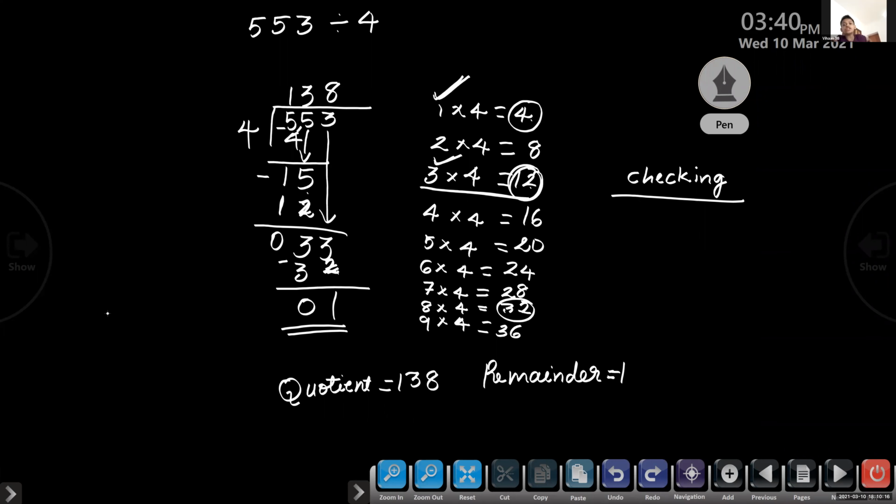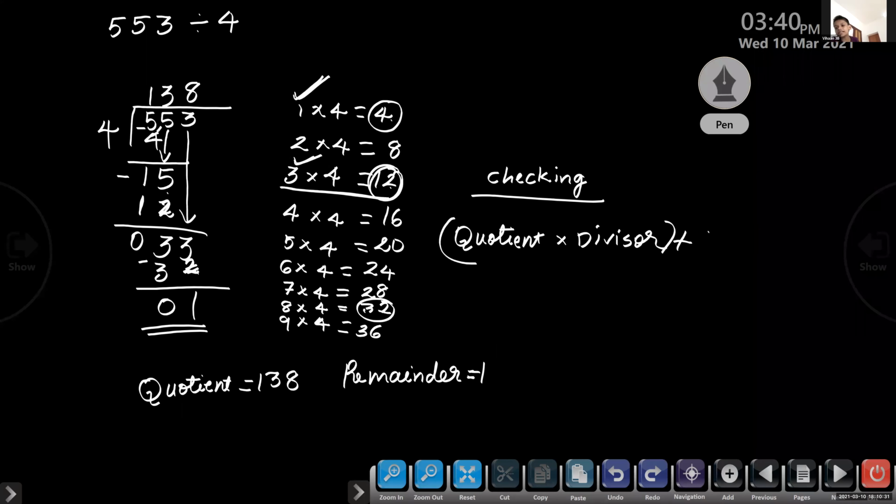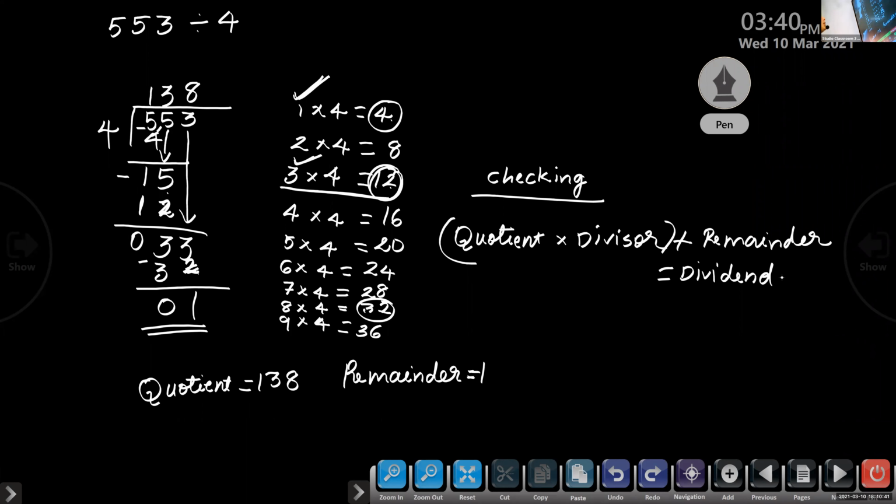Quotient into divisor plus remainder is equal to dividend. That is very important. You have to learn it by heart, thoroughly. Okay. Quotient into divisor plus remainder equal to dividend.